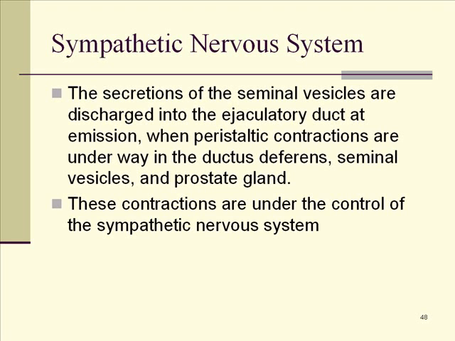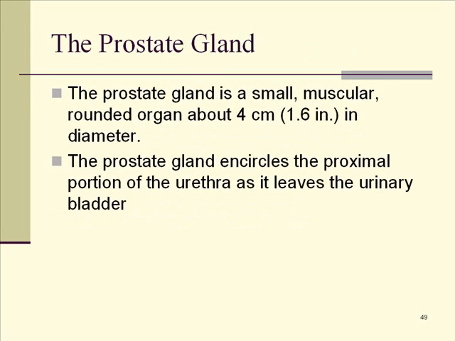Now, the sympathetic nervous system, and that should be parasympathetic nervous system here, the secretions of the seminal vesicles are discharged into an ejaculatory duct when peristaltic contractions are underway in the ductus deferens, seminal vesicles, and the prostate gland. These contractions are under control of both the sympathetic and parasympathetic, and the parasympathetic actually dominates. I don't know why I titled that sympathetic.